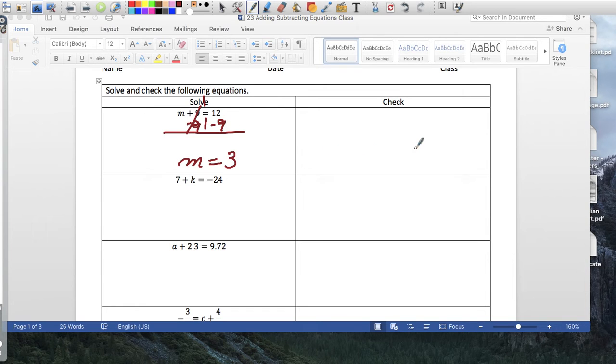Your check is equally important as your solve when you solve the equation. So you want to take the original equation and substitute, replacing the variable with the value, which in this case is 3. 3 plus 9 equals 12, and we make sure that the left side and the right side equal the same. 3 plus 9 is 12, so we know we did the right thing here.